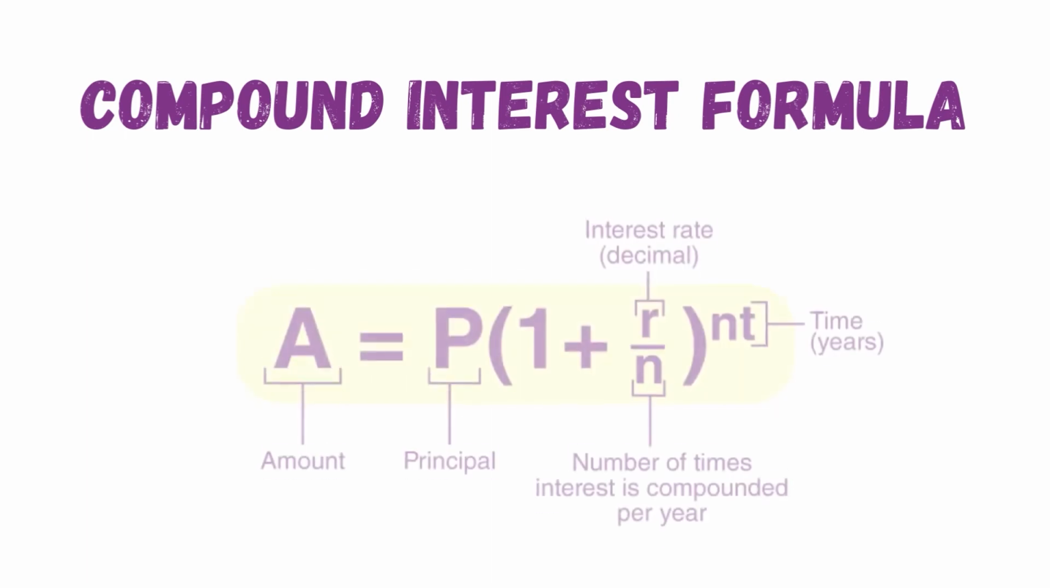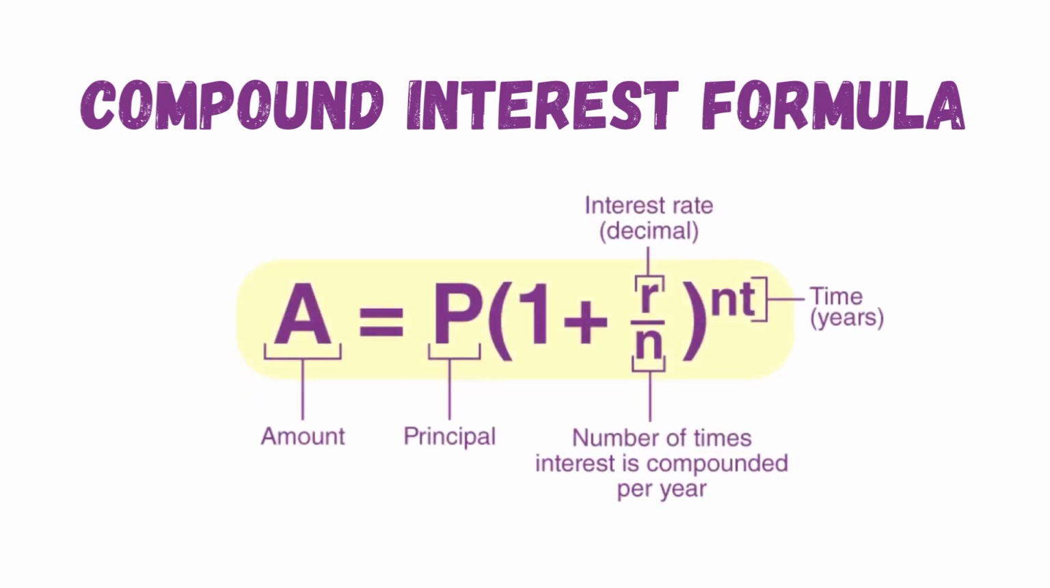The formula for compound interest is straightforward. It's P(1 + r/n)^(nt), where P represents the principal, r is the interest rate, n denotes the number of compounding periods per year, and t represents the number of years. By plugging in these values, you can calculate the future value of your investment.